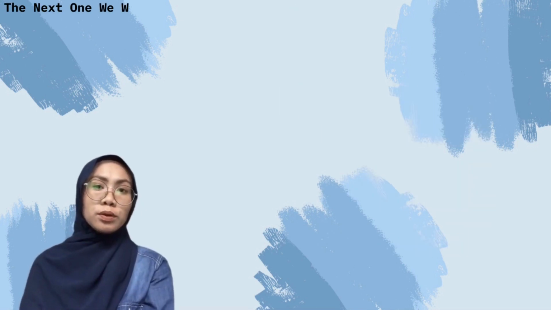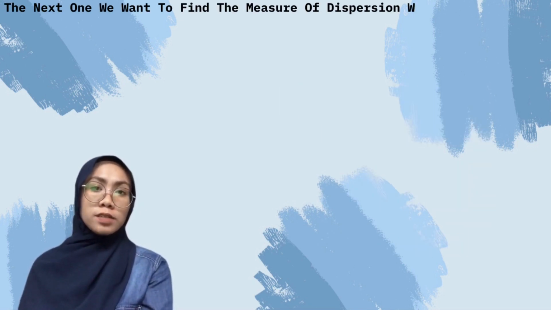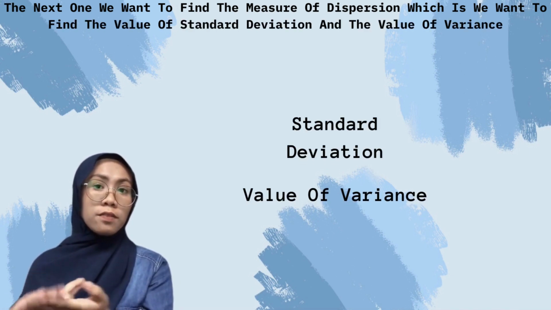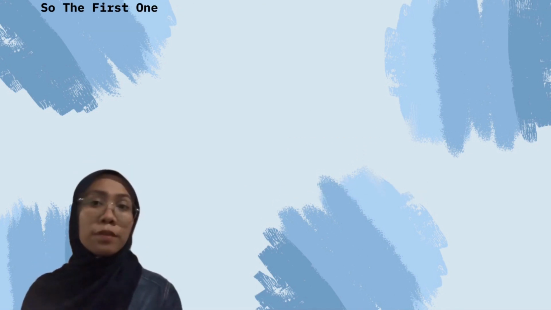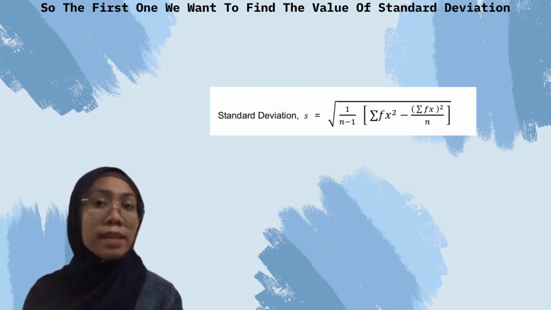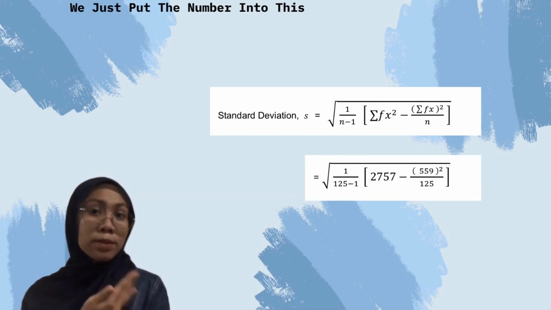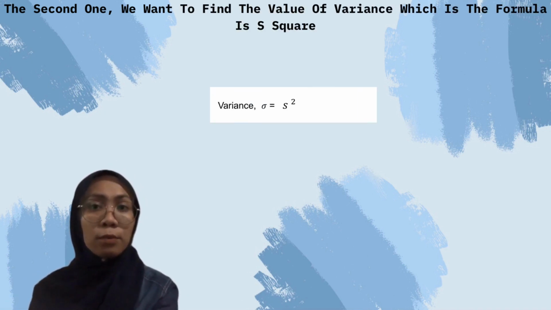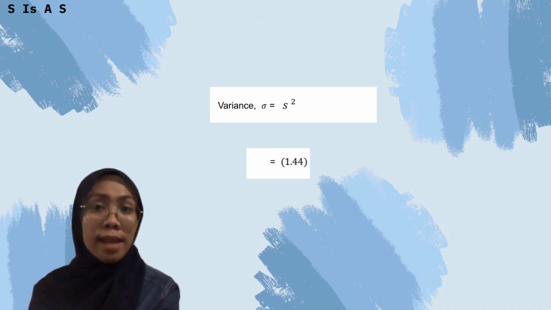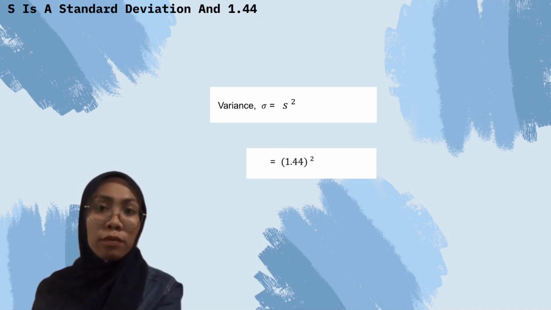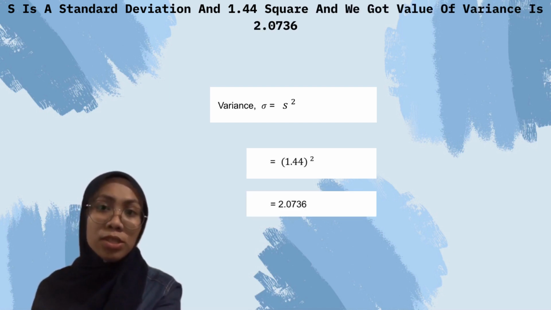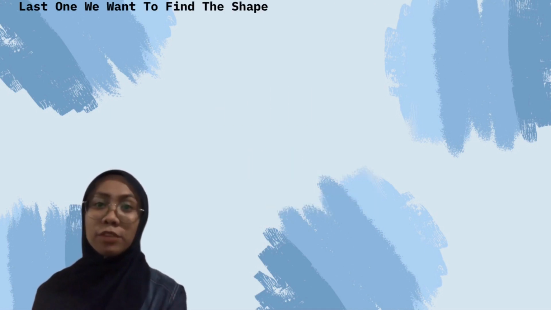The next one, we want to find the measures of dispersion, which is we want to find the value of standard deviation and the value of variance. So the first one, we want to find the value of standard deviation. We just put the numbers into this formula and we got 1.44. The second one, we want to find the value of variance, which the formula is s squared. S is the standard deviation, and 1.44 squared, we got the value of variance is 2.0736.